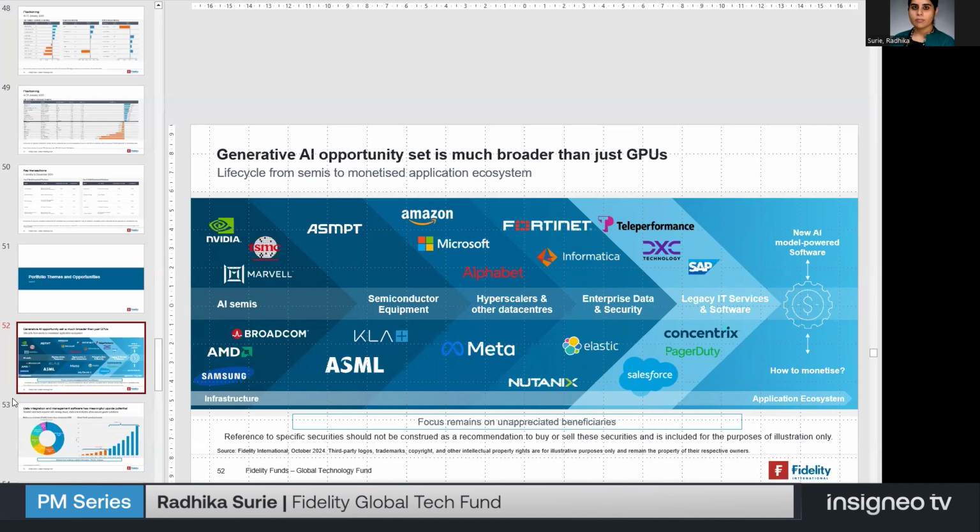We've built some positions in semiconductor equipment businesses because the complexity of the manufacturing process is going up over time, and they are likely to benefit from developments around that. A number of cloud providers are very well placed to benefit from generative AI because they have large and distinct data sets, for example.